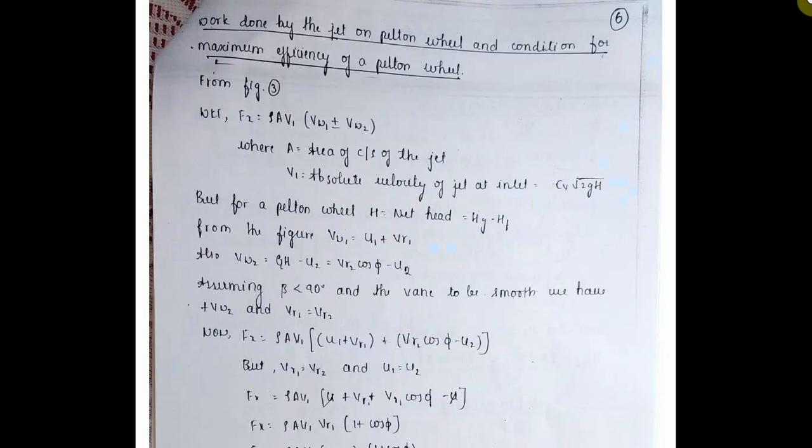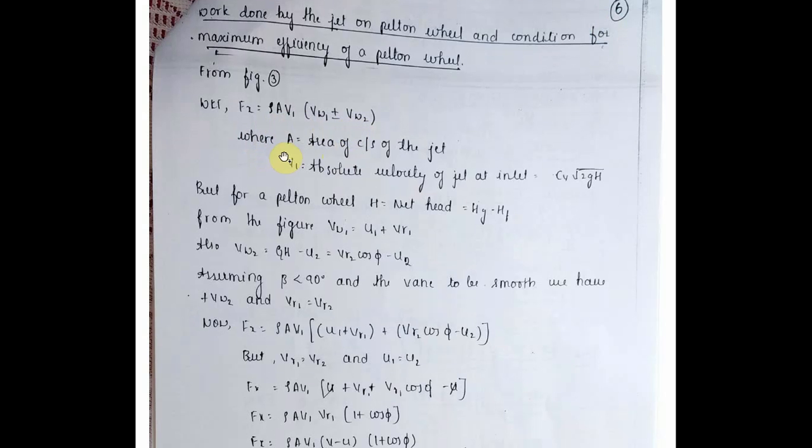Okay, so from the previous figure, figure number 3, we know that the force in x direction, Fx, is equal to rho A V1 (VW1 + VW2), where A is the area of the cross section of the jet and V1 is the absolute velocity of the jet at inlet, that is Cv into root of 2gH. But for a Pelton wheel, H is called the net head, that is Hg minus Hf, gross head minus head loss due to friction.